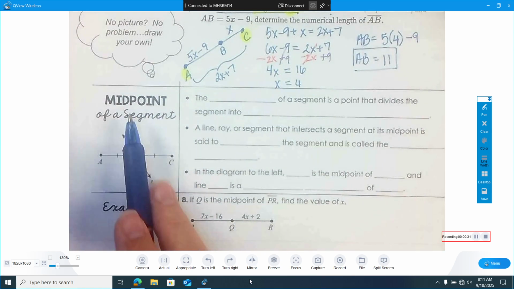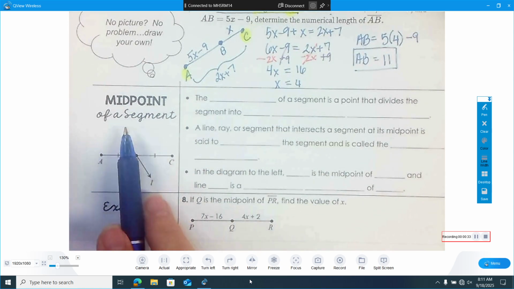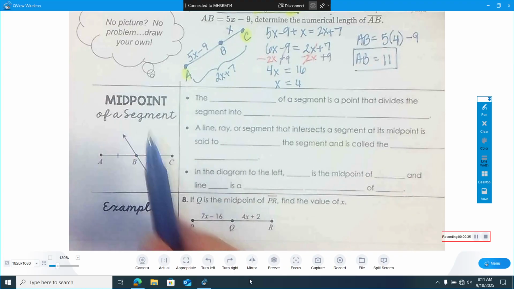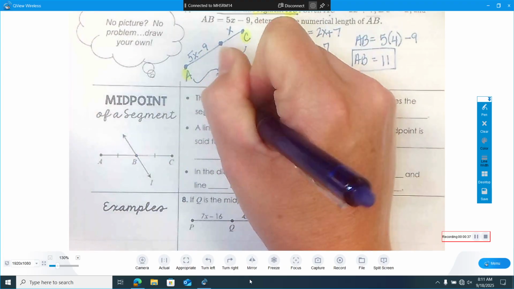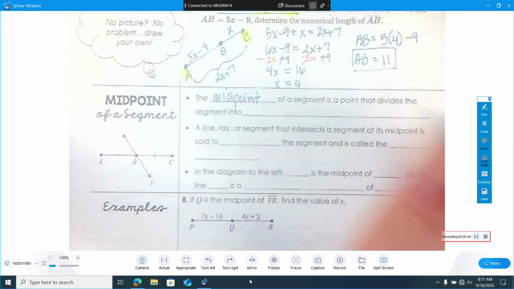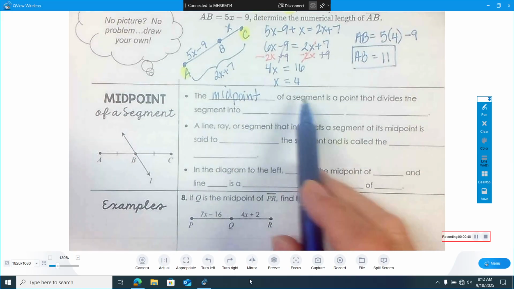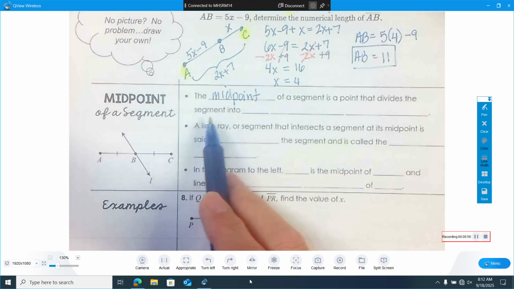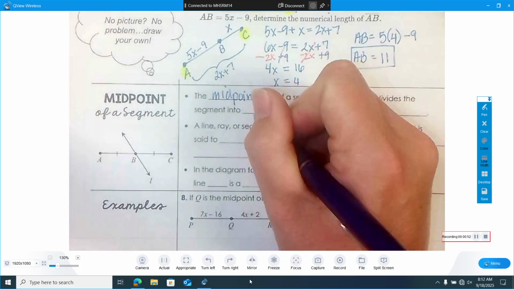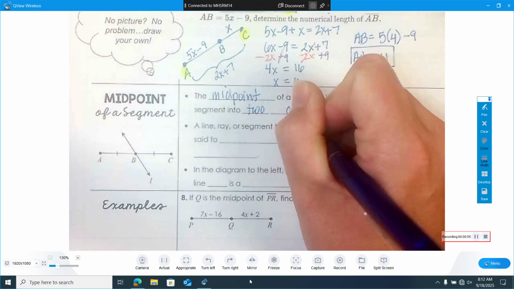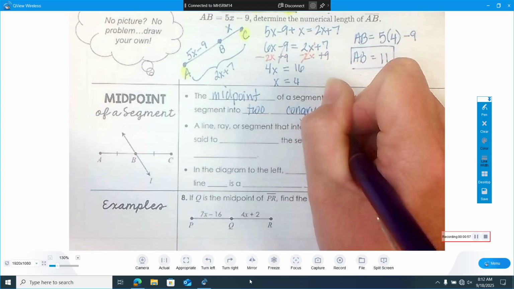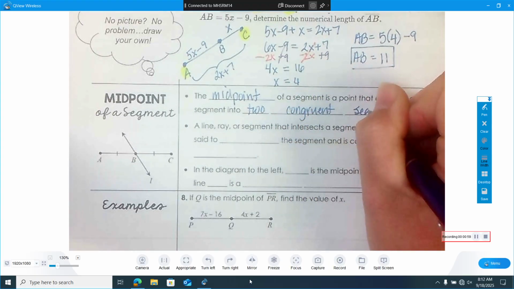Midpoint. So we have the midpoint of a segment. What do you think midpoint means? Middle, very good. It's the very middle. The midpoint of a segment is a point that divides the segment into two congruent segments.